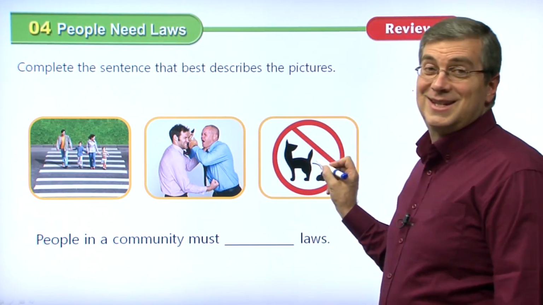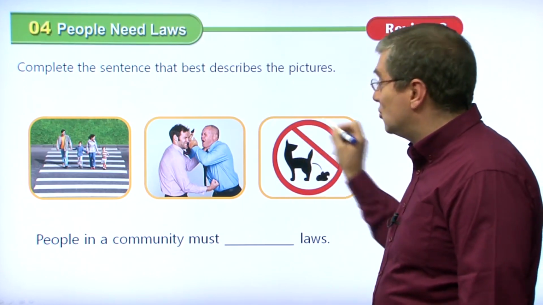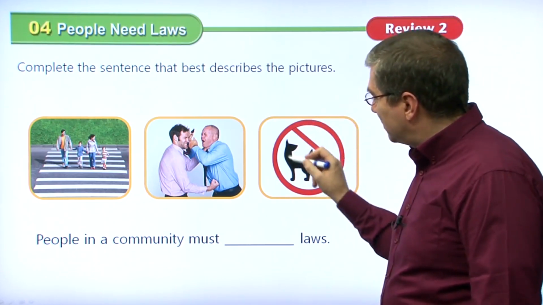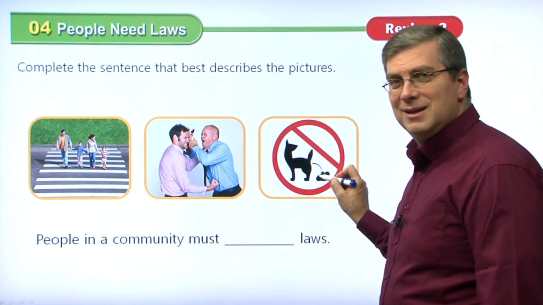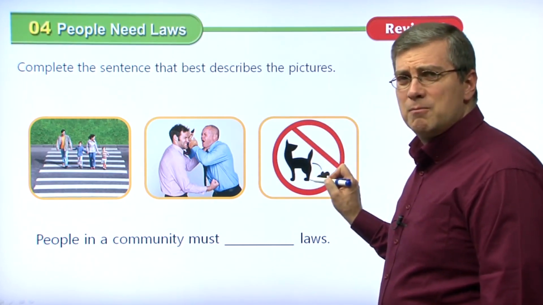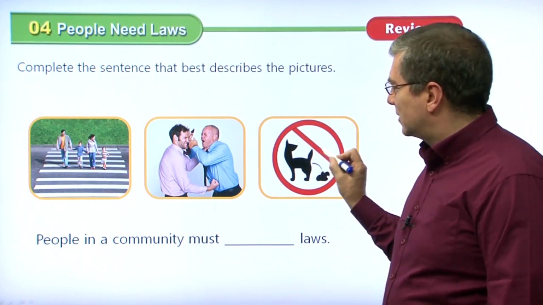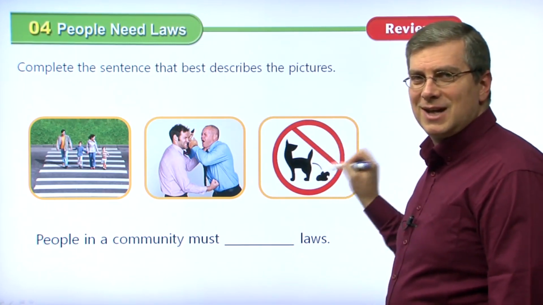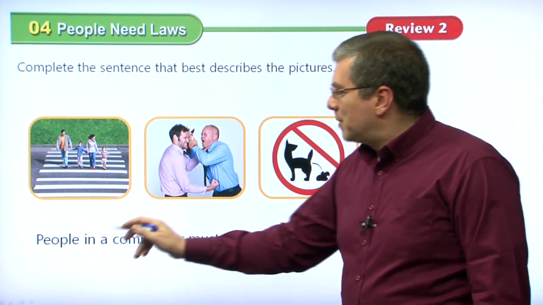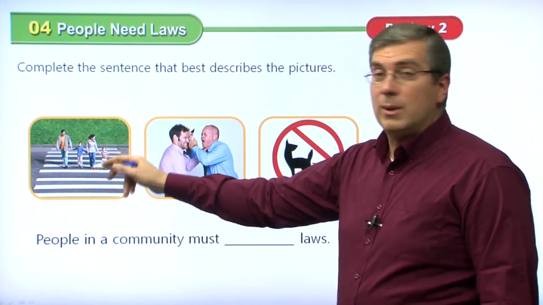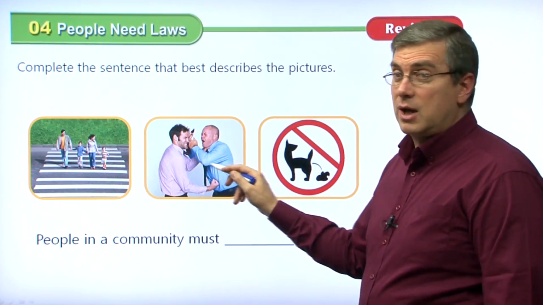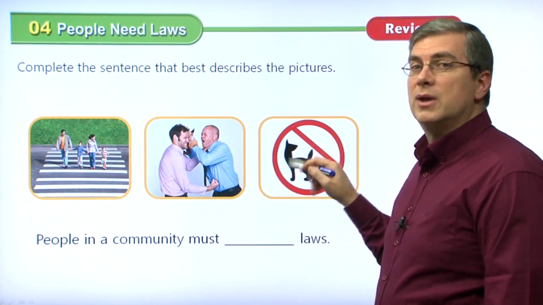Over here, this is kind of a funny picture, isn't it? We have do not. That's our symbol, do not. And what is the picture? It looks like a pet. Looks like a dog. What's the dog doing? It's going to the bathroom. Okay? So don't let your dog poop in this area. So people in a community must obey laws. They're following the law here. They're not following the law here. And this is a sign telling you what the law is.